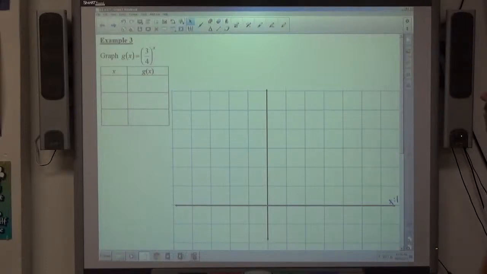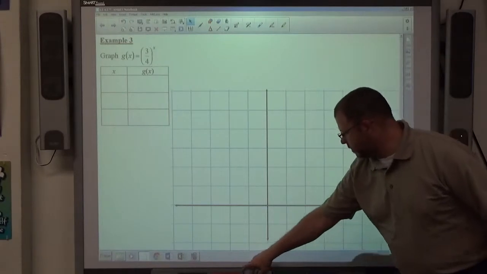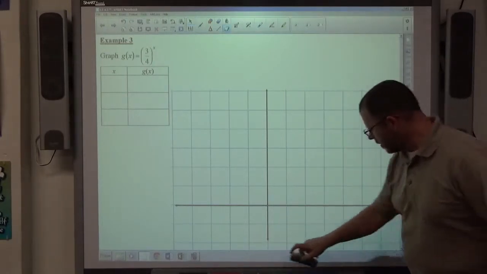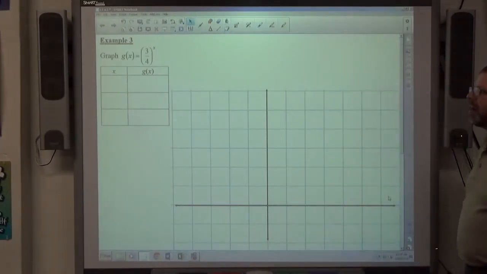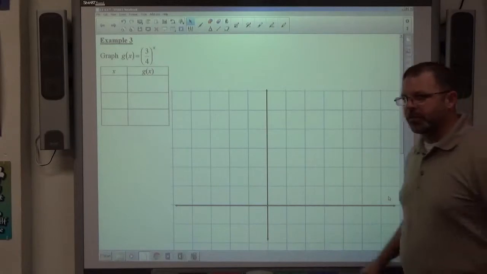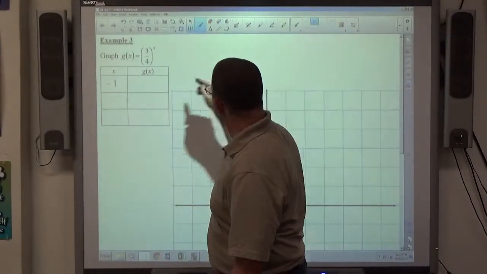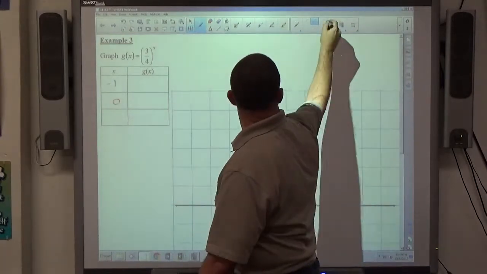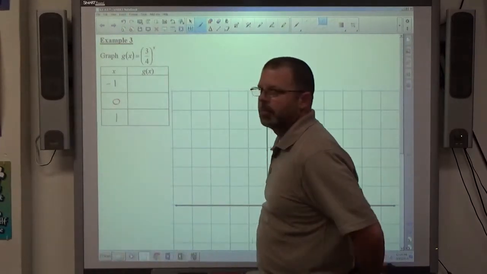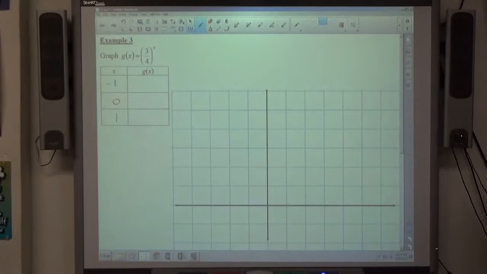Okay, example 3, graph g of x equals 3/4 to the x power. Now, let me erase that because I'm not sure about my scale yet. If you're graphing just an x power, an exponential function, the three numbers you want to pick for x are -1, 0, and 1. Pick those three numbers.